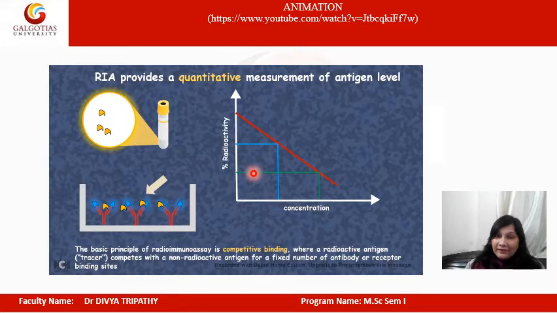So if you have a higher concentration, radioactivity would be very low, or the rate of decrease of radioactivity would be quite high. And if you have a low level of antigen in the patient sample, radioactivity won't fall that much. So how much the radioactivity is reduced, in percentage, gives us a quantitative measure of the amount of antigen present.